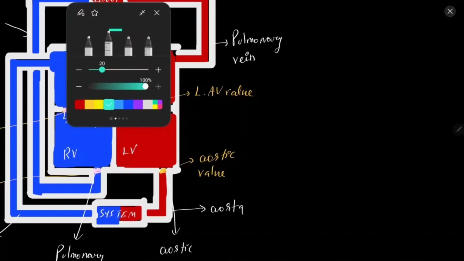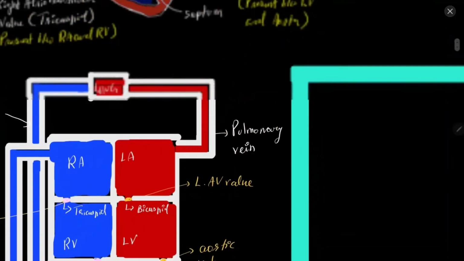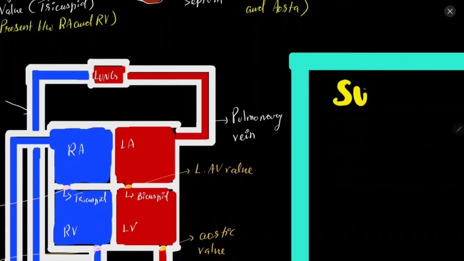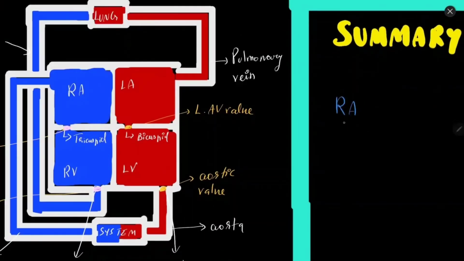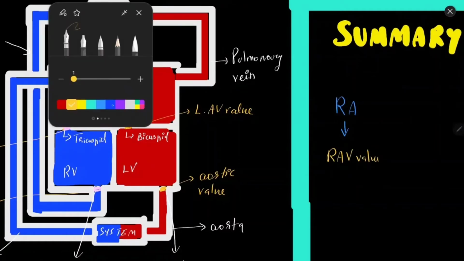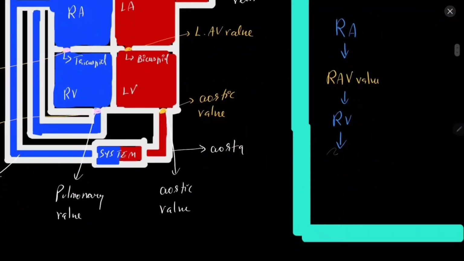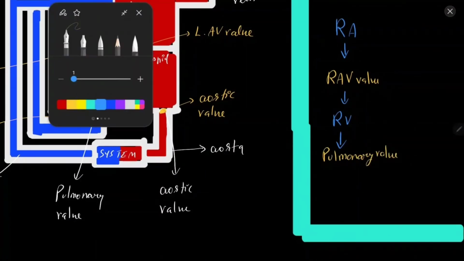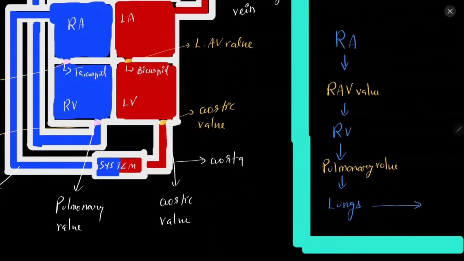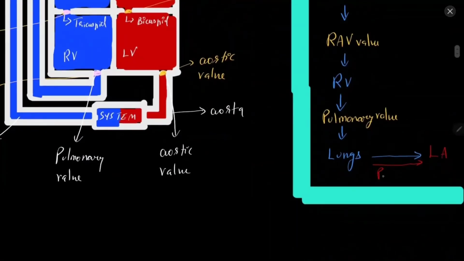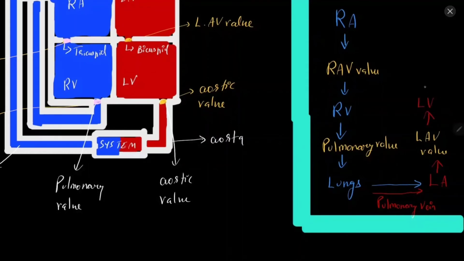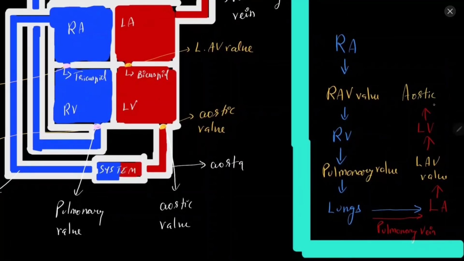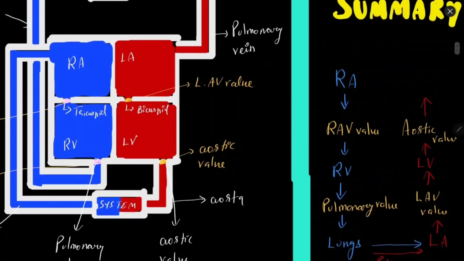We can summarize blood flow with the help of blood flow chart. Right atrium goes to right ventricle through right atrioventricular valve, and from right ventricle it goes to pulmonary artery via the pulmonary valve. Pulmonary artery gives blood to the lungs where it gets oxygenated and goes to left atrium. Through left atrium, the blood goes to left ventricle through left atrioventricular valve, and from left ventricle, the blood goes to aorta through the aortic valve and into the system.